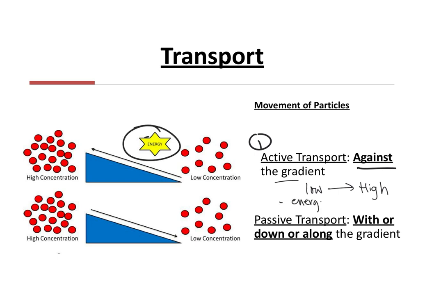Energy required. Whereas with passive, this is going with or along the concentration gradient. This is going from high to low, okay? And this is the one that we're going to be working on today: what are the different types of passive transport, and more importantly, what determines what passes through the membrane.